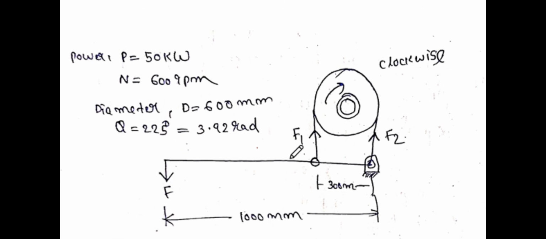This is the figure according to the conditions. They mention the distance between the fulcrum and the other end of the band. This is the other end of the band, and that distance is 300 mm. The total length of the lever is 1000 mm, so this much is 300, total is 1000. Also mentioned is clockwise rotation. These are all the given conditions.